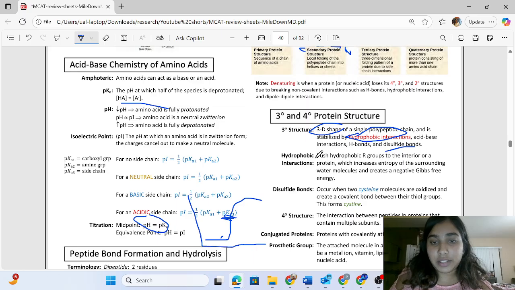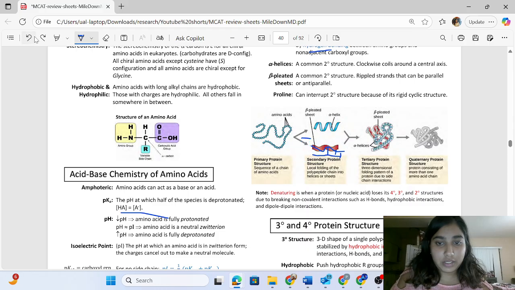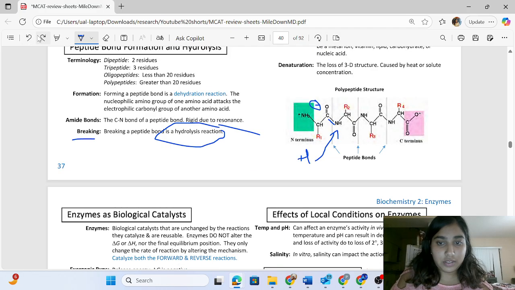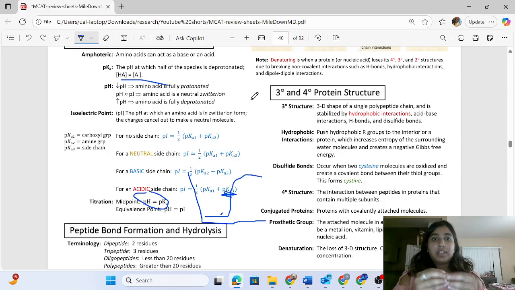Yeah, so what I was telling you, hydrophobic R groups are pushed into the interior of the protein. This is important, it came on my MCAT. It increases the entropy of the water molecules around it and creates a negative Gibbs free energy, which means it is a spontaneous process. So basically what happens is, I'll just remove everything from the page.